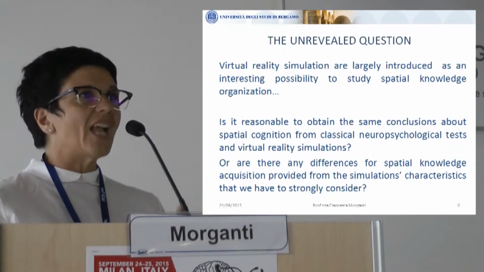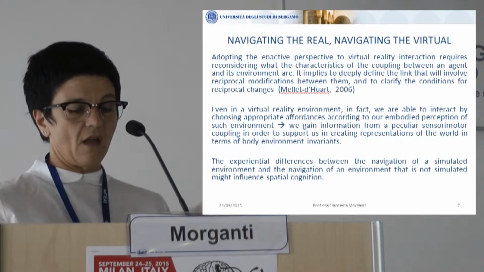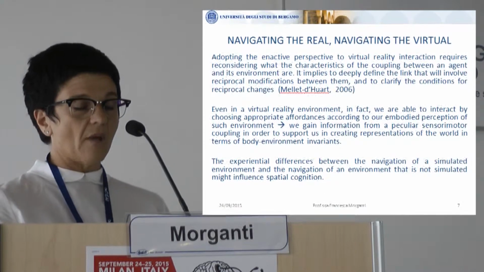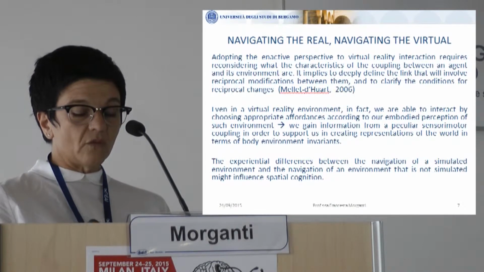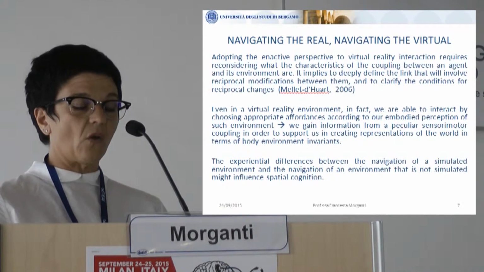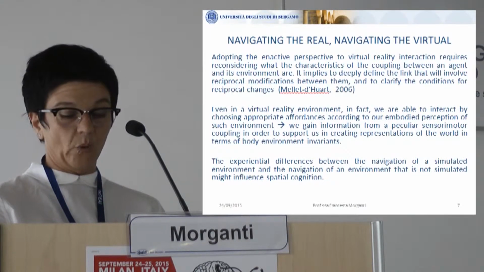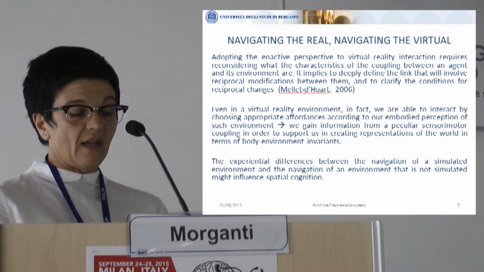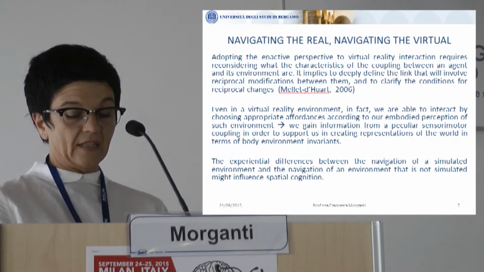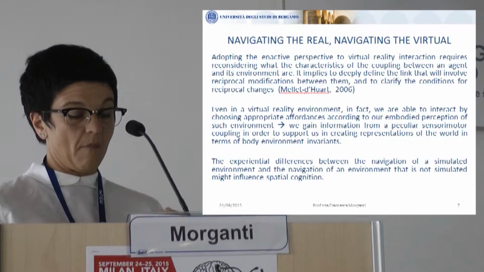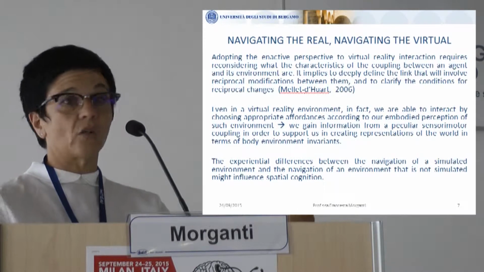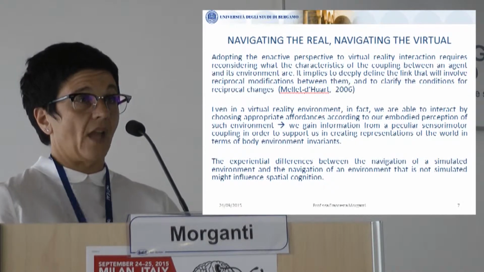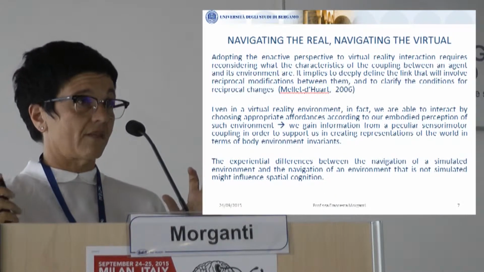What is the difference between navigating a real environment and navigating a virtual one? If I would like to adopt the enactive perspective that I described with you before for virtual reality interaction, I need to reconsider the characteristics of the coupling between the agent and this environment, because the environment is different from the classical one. It implies that I have to deeply define the link that involves reciprocal modification between them. I modify the virtual environment according to the movement on a joypad and so on. So it's a different kind of interaction that I have with my body, and the environment has different characteristics.